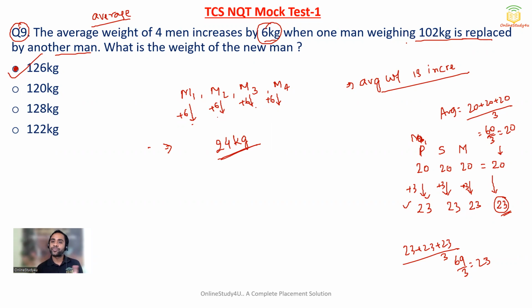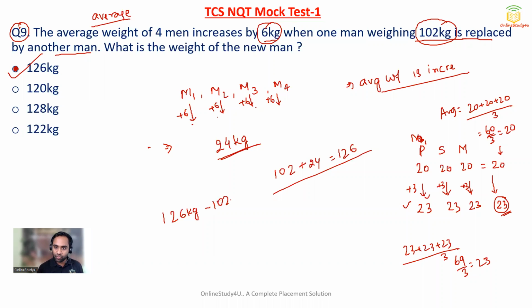Now, earlier one person of 102 kg is replaced. Replaced by what? Definitely we will add 24 to it, 126. That means a 126 kg person came inside, and the 102 kg person left. That means a total of 24 kg increased. 24 kg means everybody 6 kg. So I hope this will give you a very fair idea.